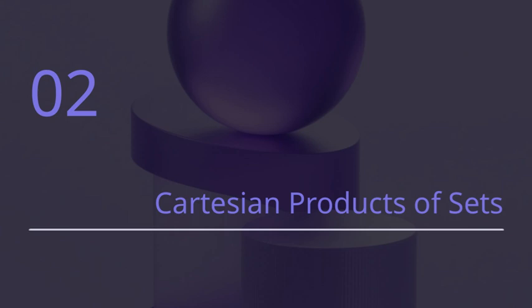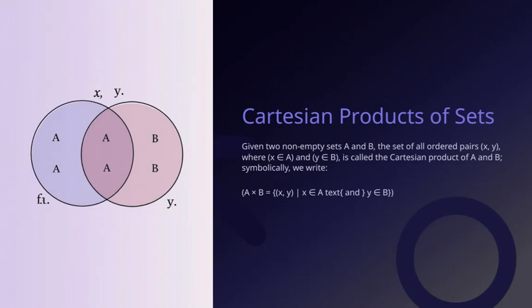concepts we'll encounter later. Let's take a closer look at this notation. We have A times B, which is written as A × B, and it represents something called the Cartesian product of the sets A and B.